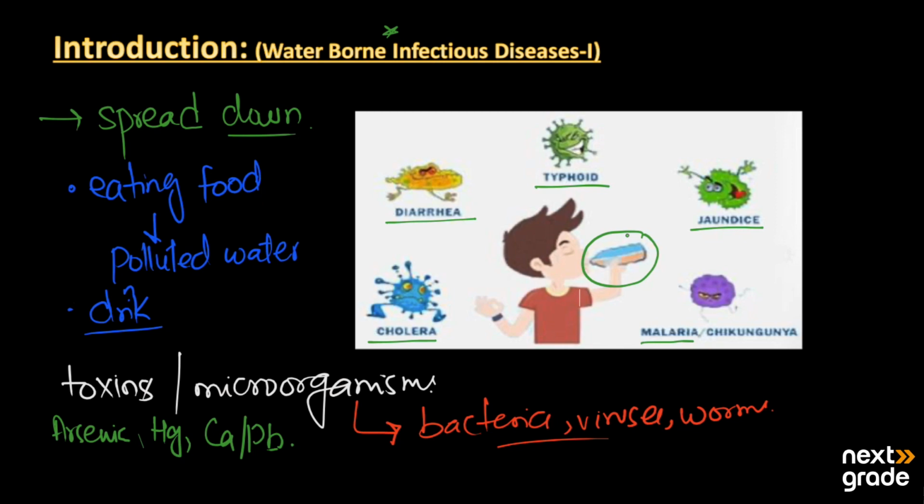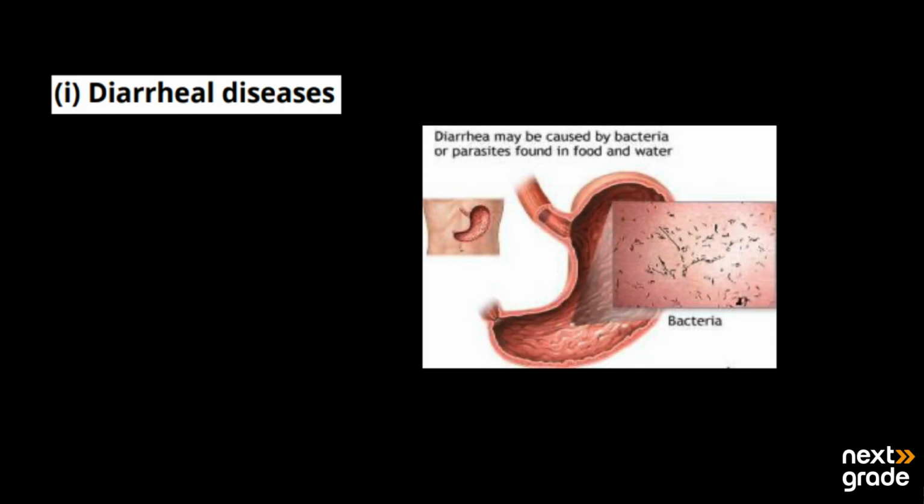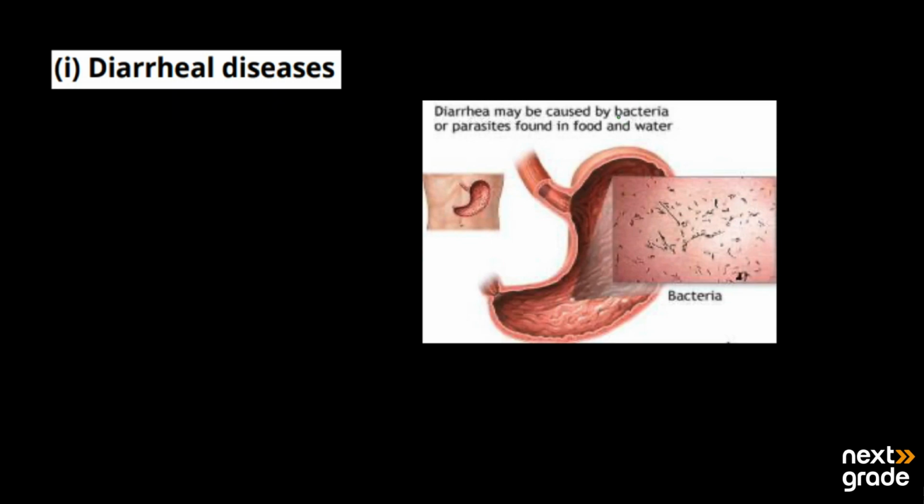So let's discuss these one by one in detail. The first one we have is the diarrheal diseases. Basically, diarrheal diseases may be caused by bacteria or parasites that are found in food and water, and that bacteria or parasite gets into the stomach and causes the diarrheal diseases. Basically, diarrheal disease is known as an intestinal disease, and as it is an intestinal disease, it may cause dangerous dehydration.